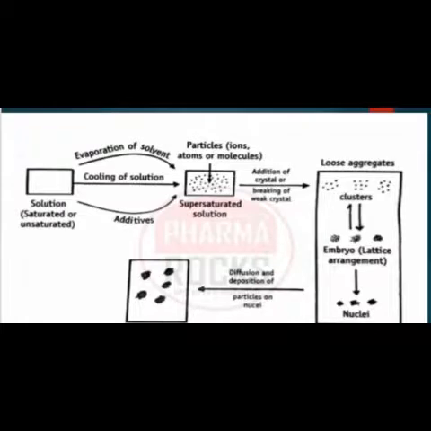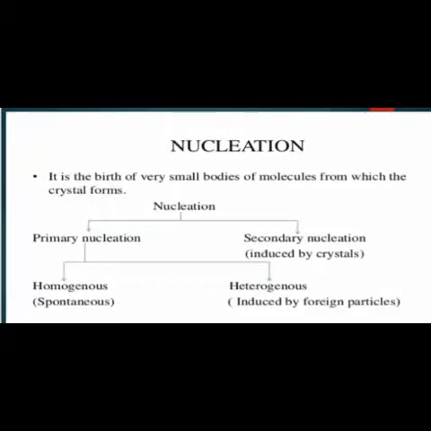Then next we will see the methods to achieve supersaturation. The first method is by cooling. It is applicable when solubility depends on the temperature, like inorganic salts and organic substances. At high temperature, the solution is saturated, and at low temperature, the solution is supersaturated. The second is by evaporation of solvent. It is applicable to those whose solubility is independent of temperature, like NaCl, that means sodium chloride.